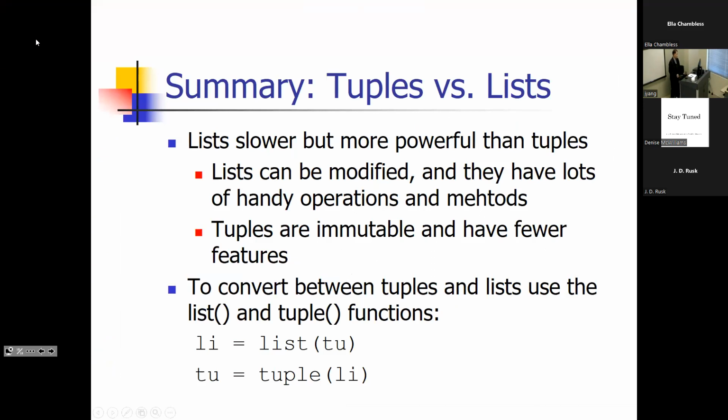Okay. So this is the summary of tuples and lists. Lists are slower but more powerful than tuples. Lists can be modified. They have lots of handy operations and methods. Tuples are immutable and have fewer features. You can convert the two structures to each other. For example, with list, you assign the result to 9, and 9 is a list, and you apply tuple and assign to 2, and 2 is a tuple. Anyway, if you learn Python, it's very interesting. You use tuples and lists, and you can do a lot of operations. In Python, the operations are built in. They're very easy if you use tuples and lists.